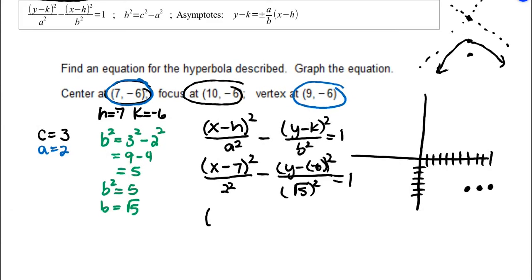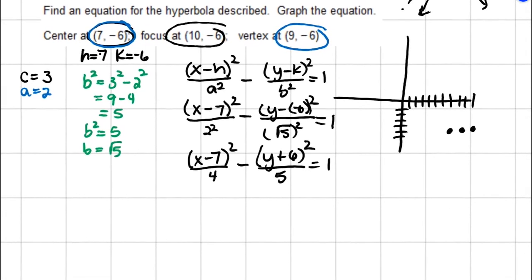To simplify that, we would have (x minus 7) squared over 4 minus (y plus 6) squared over 5 equals 1. So that's the equation of the hyperbola with a center at (7, -6), a focus at (10, -6), and a vertex at (9, -6). Then we're going to sketch a graph of this hyperbola.